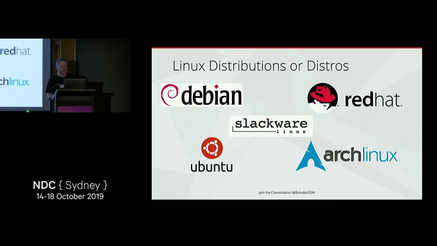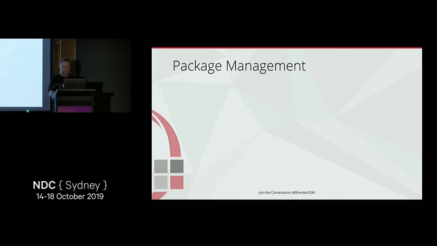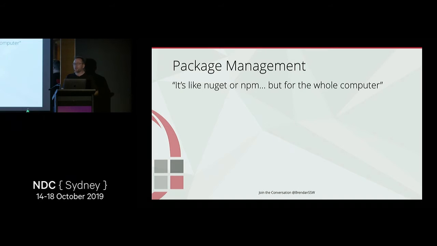And the way they do that is each of them have package managers, and they have all slightly different package managers. So Debian and Ubuntu have something called apt. Red Hat has RPMs and yum. So with package management, it's like NuGet or NPM, but for the whole computer.